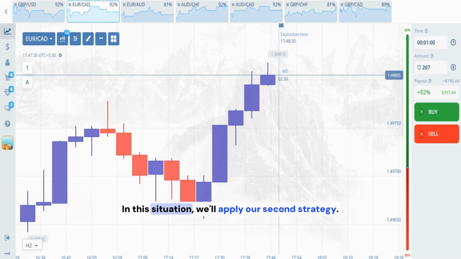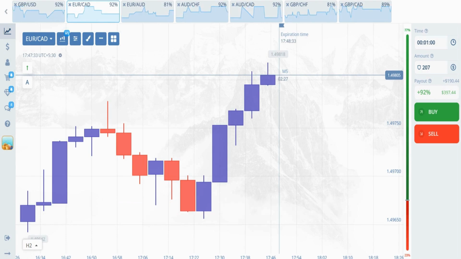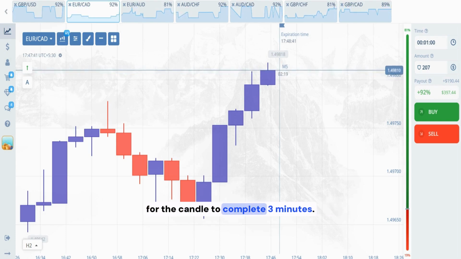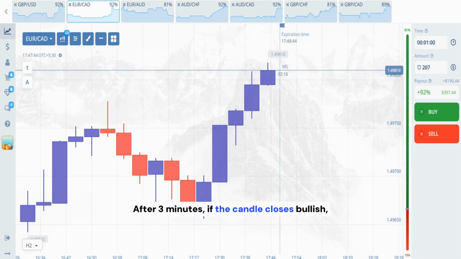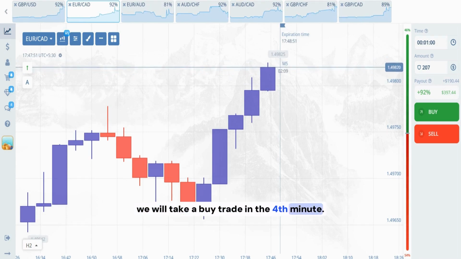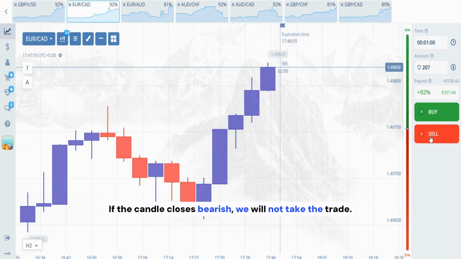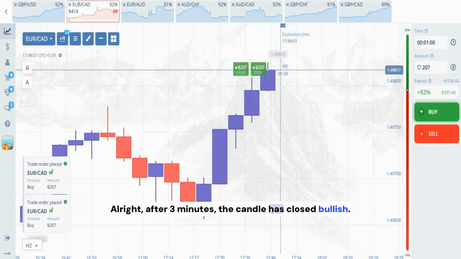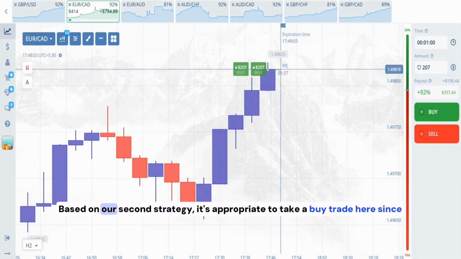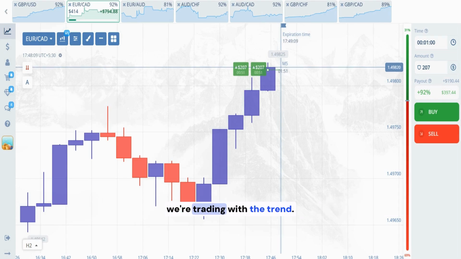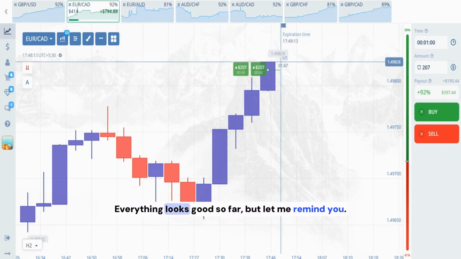In this situation, we'll apply our second strategy. Since the market is currently in an uptrend, we will wait for the candle to complete 3 minutes. After 3 minutes, if the candle closes bullish, we will take a buy trade in the 4th minute. If the candle closes bearish, we will not take the trade. All right, after 3 minutes, the candle has closed bullish. Based on our second strategy, it's appropriate to take a buy trade here since we're trading with the trend. Everything looks good so far.